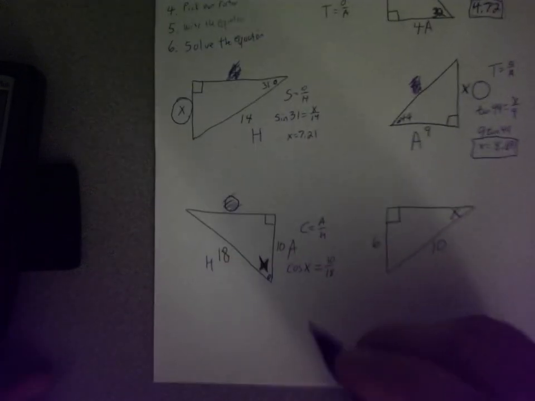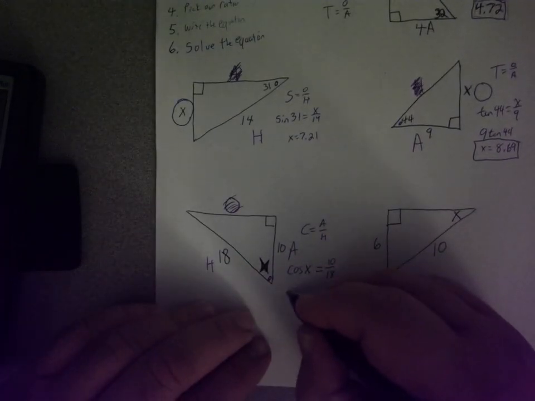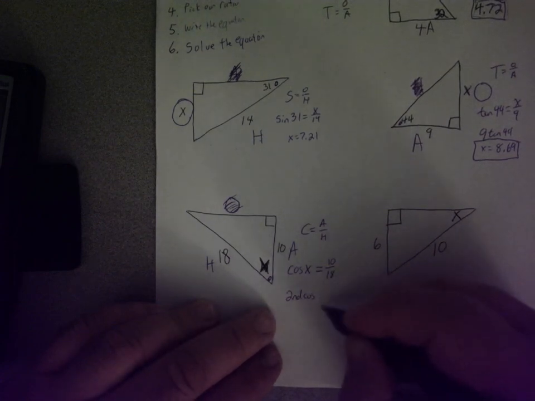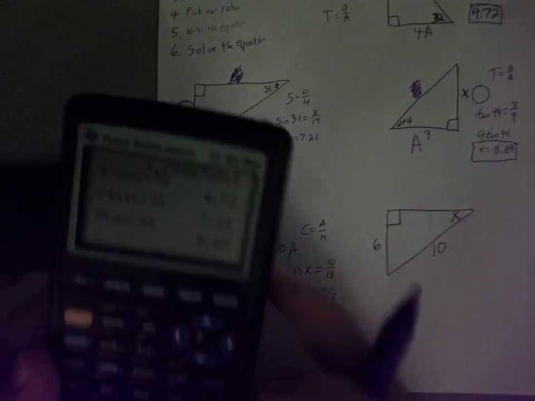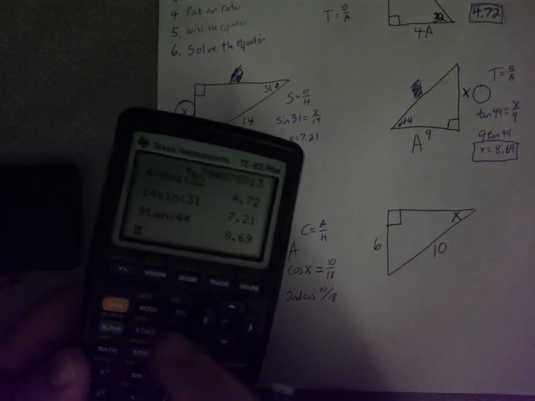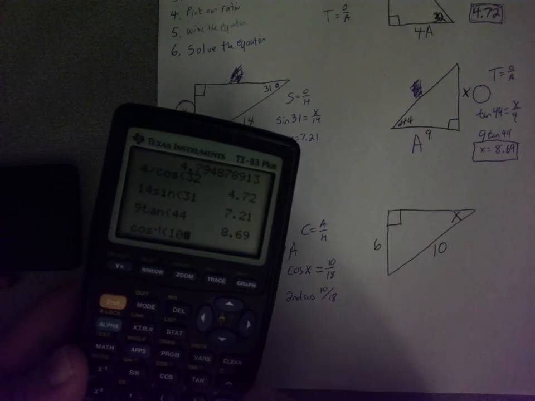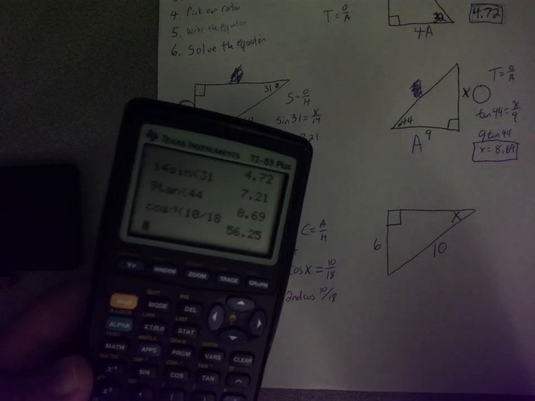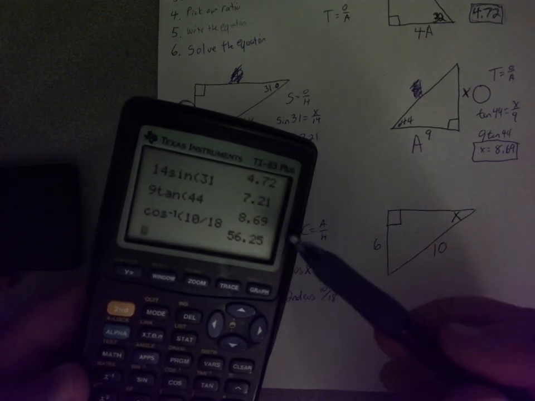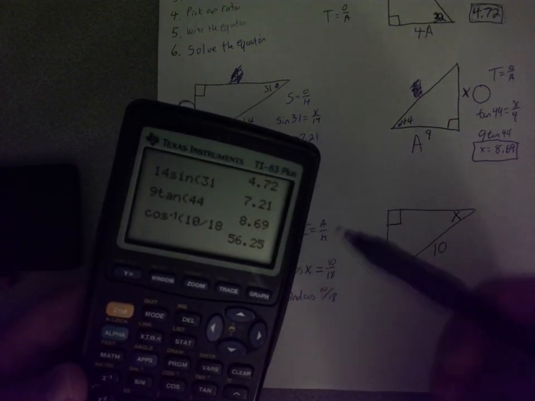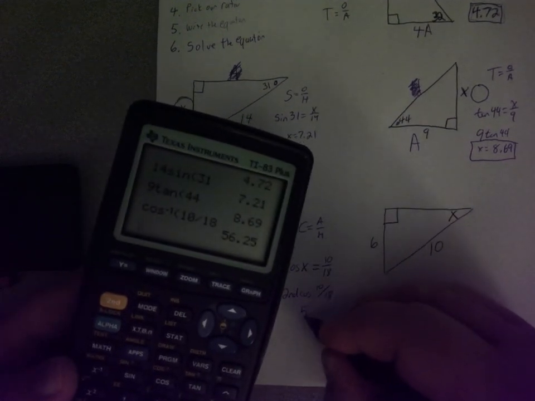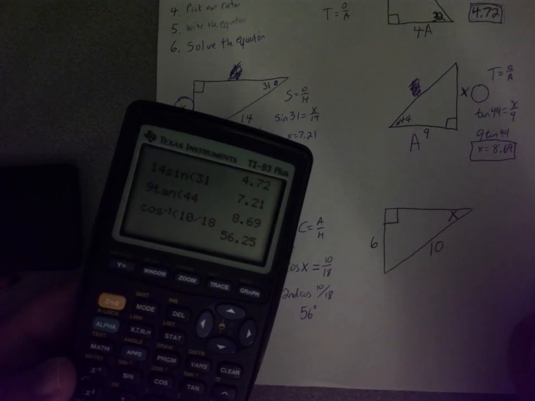All right, and so now this time, since we're looking for X, we type second cosine 10 divided by 18, which is 56.25. Remember that if it's an angle, which is what we're measuring right here, you're going to round it down or up to the nearest whole number. This time it would be 56 degrees.